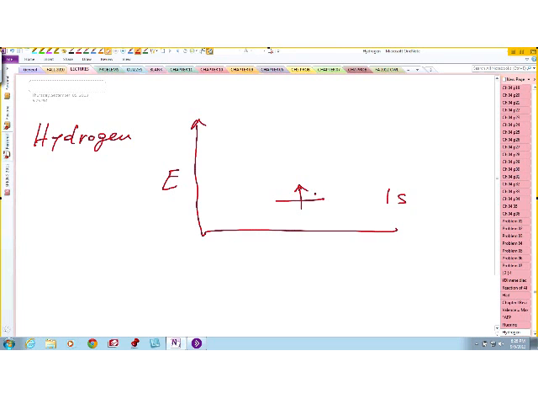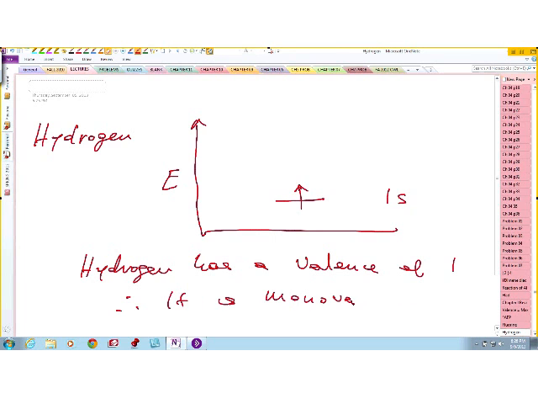Now, how many electrons does hydrogen need in order to have a completely filled electronic shell? 1. Because for the first electronic shell, all you need is 2 electrons. So therefore, hydrogen will always be monovalent. All it needs is to form 1 covalent bond. Hydrogen has a valence of 1. Therefore, it is monovalent.